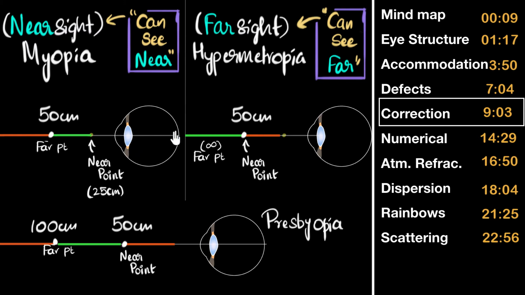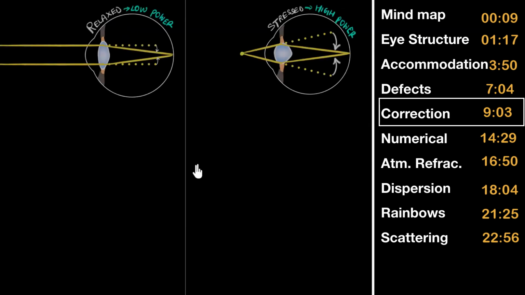Turns out one of these is caused by the eyeball elongation. The other one is caused by the eyeball shrinkage. But which one causes which? This could be confusing to memorize. So let's think of this logically. What I like to do first is start with your normal eye.